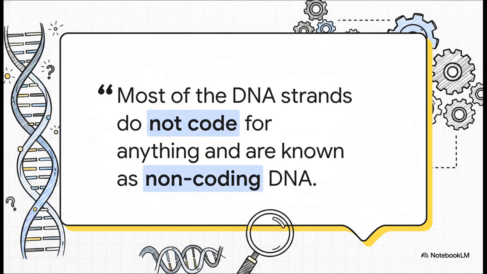But just when you think you've got it figured out, here's a final, fascinating twist. It turns out that most of our DNA doesn't seem to code for anything at all. For years, people even called it junk DNA. But now scientists are starting to figure out that this non-coding DNA might have really important jobs that we're only just beginning to understand. The mystery is still unfolding.